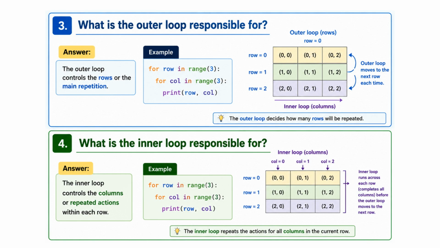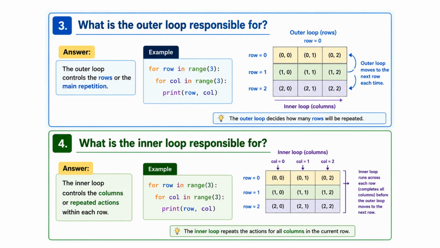This means that while the row stays the same, the inner loop completes all the columns before the program moves to the next row. For example, when the row is 0, the program prints 0, 0, 0, 1, and 0, 2. Only then does the outer loop move to row 1.